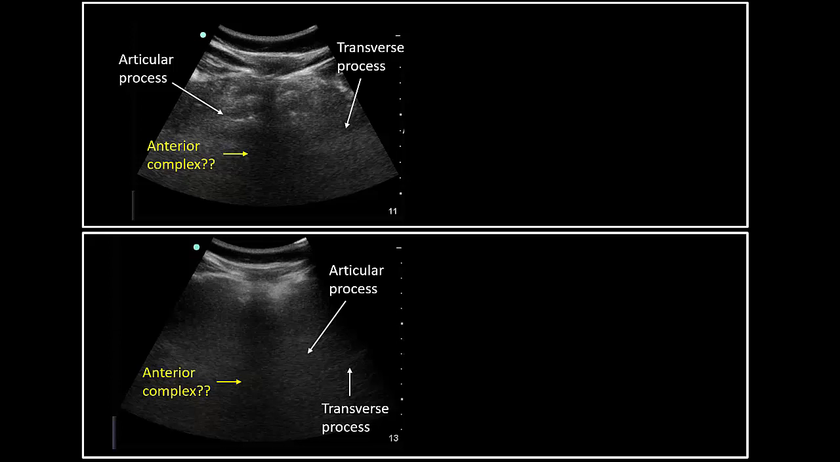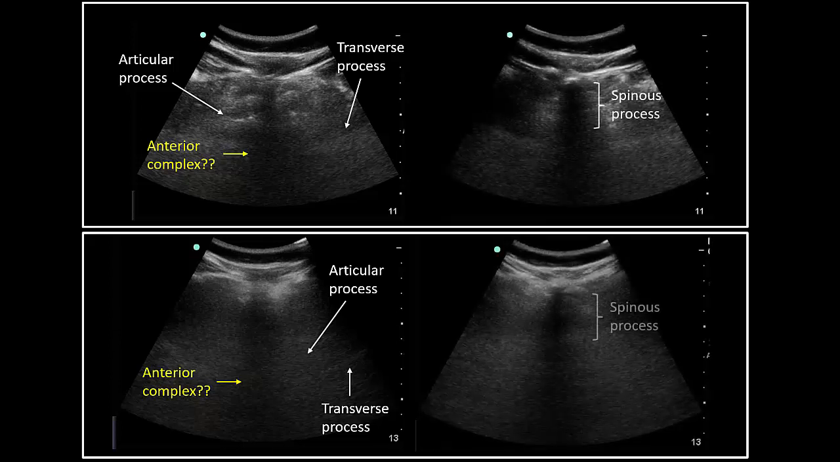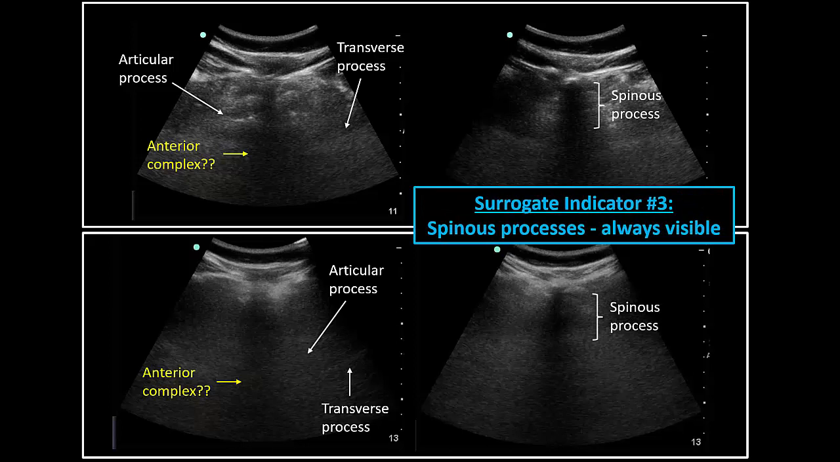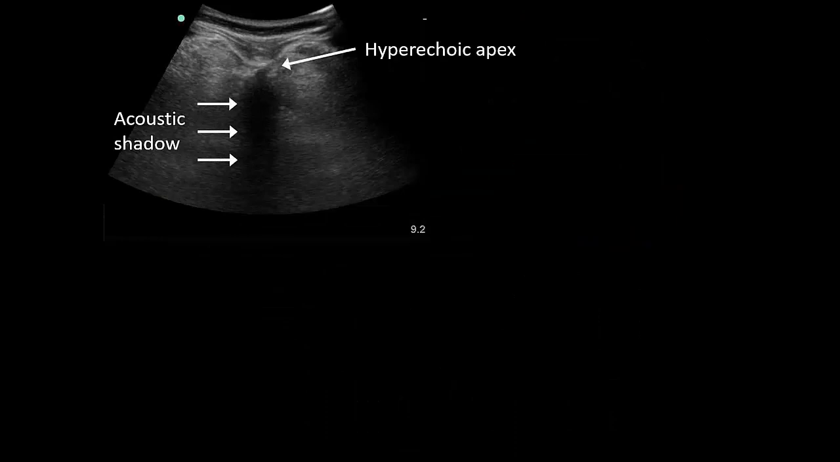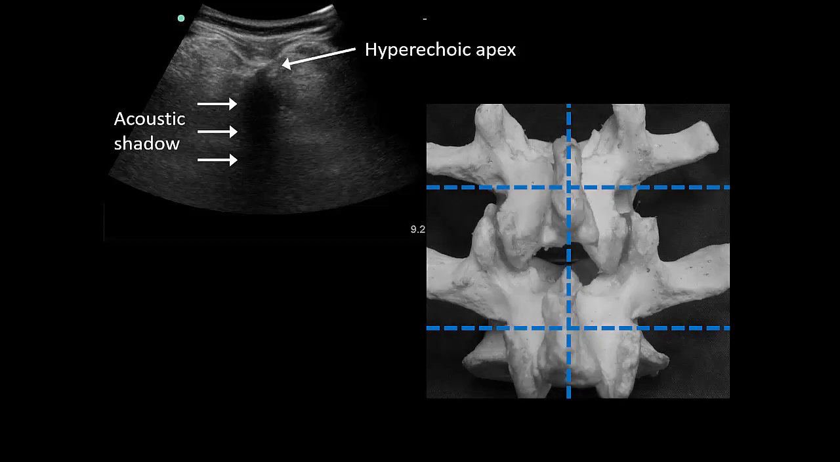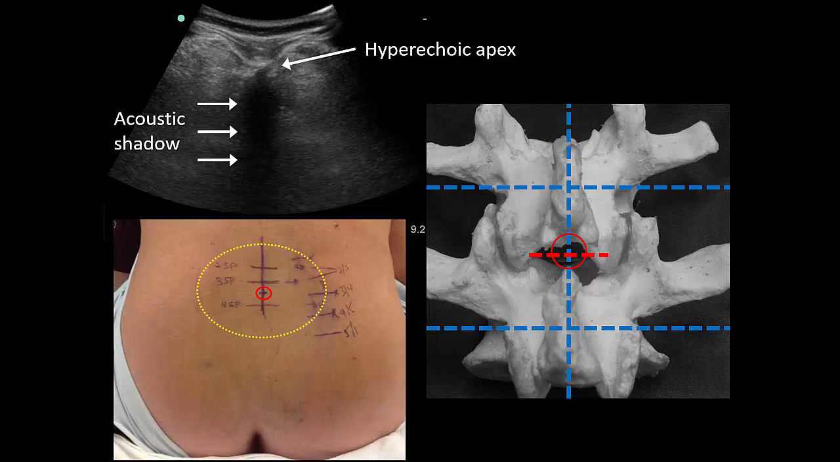If you are struggling though, the good news is that spinous processes are always visible and distinct, even in the most obese of patients. And they are a very useful landmark to identify, as I will show you. The spinous process is recognizable as an elongated acoustic shadow with a hyperechoic reflection from its tip. It is therefore possible to image and mark the location of the midline in two successive spinous processes on the skin. Logically, the interlaminar space will lie between these two marks. It is therefore a good place for initial needle insertion.